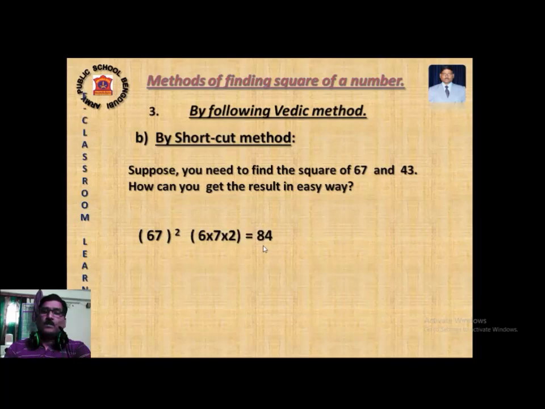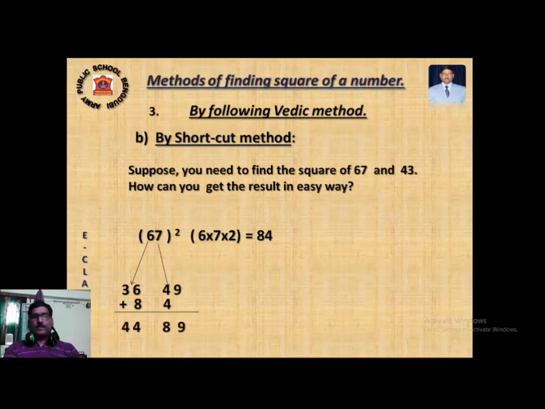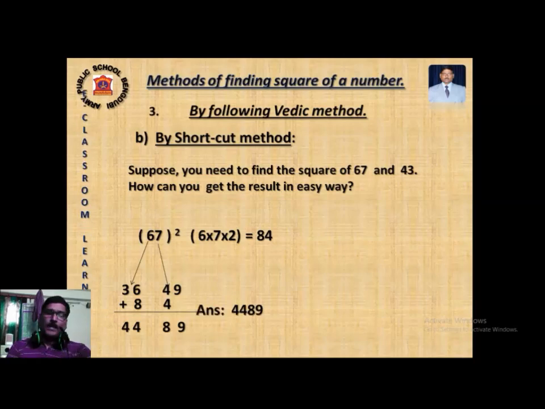What is the result coming? 84. Clear? Now find the square of 6. What is the result? 36. Now find the square of 7. 49. And you write down the result 84 just below it, leaving one digit from your right hand side. Now find the sum of the result. The sum is 4489. Hence, 67 square is 84489. Clear?